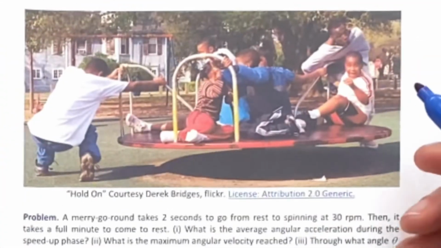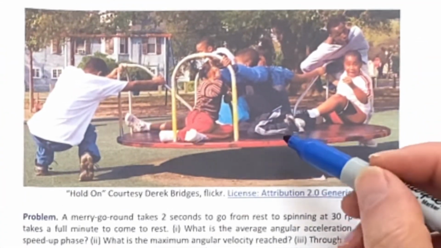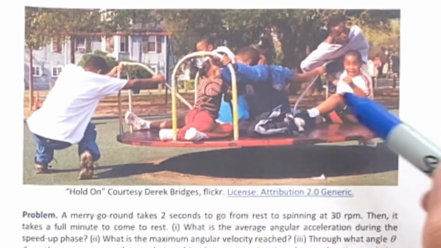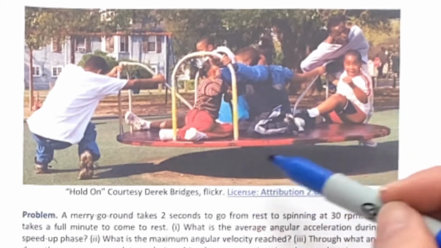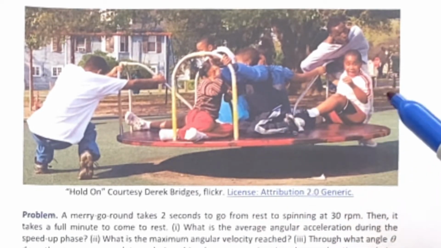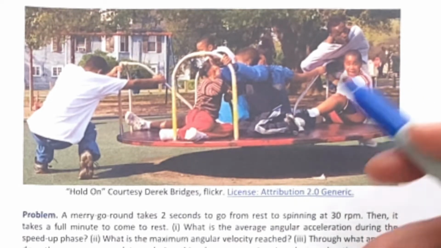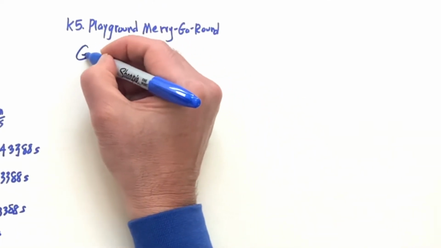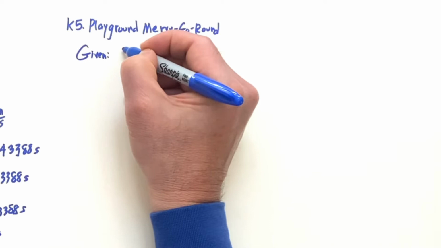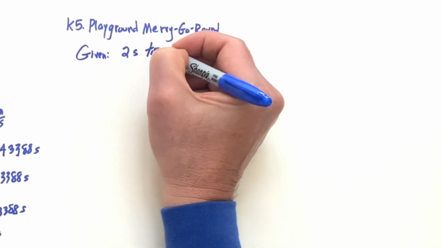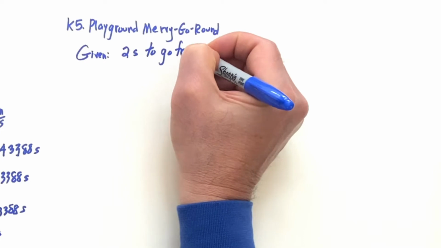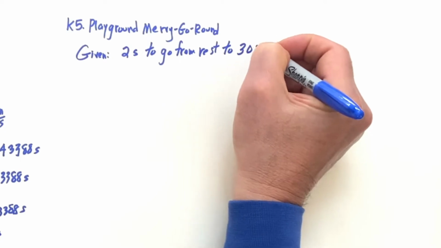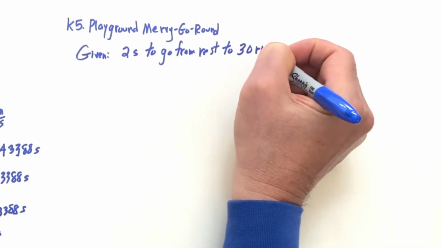So here in this problem, courtesy Derek Bridges and Flickr, we're going to look at a problem where we speed up from rest to get the thing moving with some kind of angular velocity, and then let go and let it come to rest. So the given in this problem is it takes 2 seconds to go from rest, no spinning, to 30 rotations per minute.